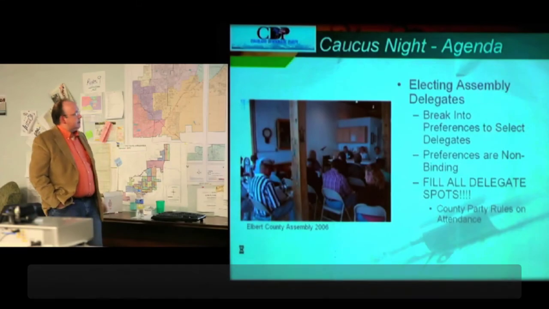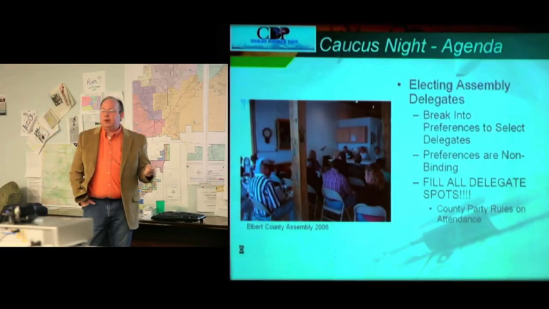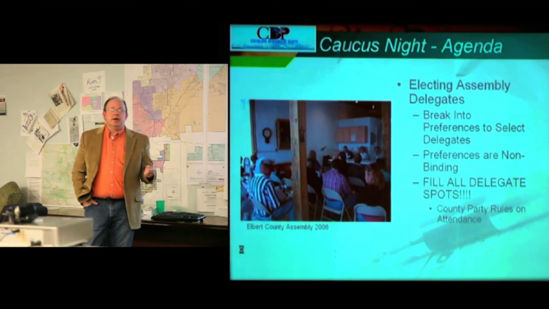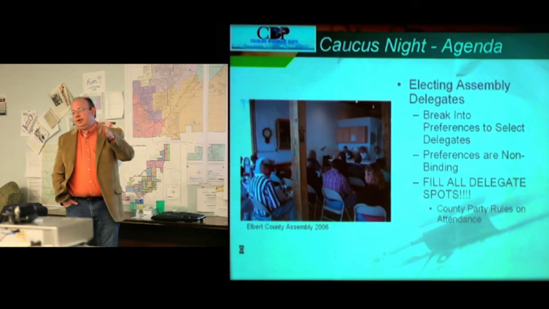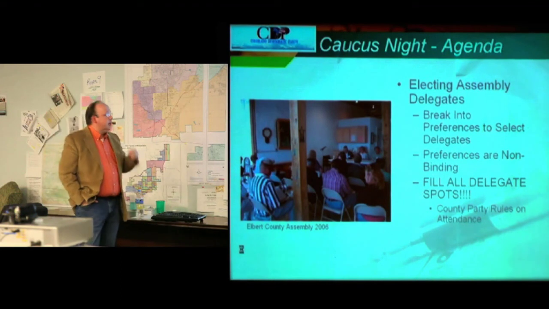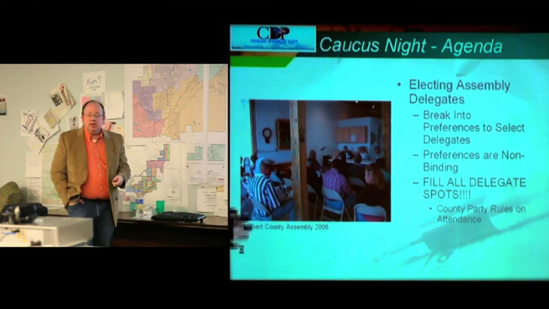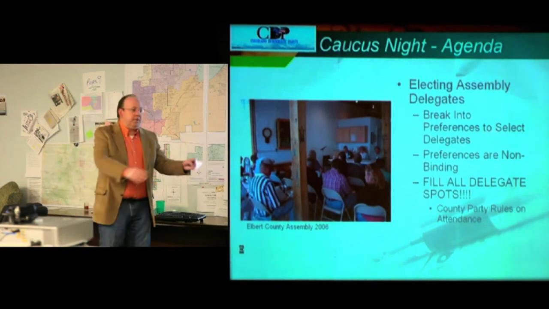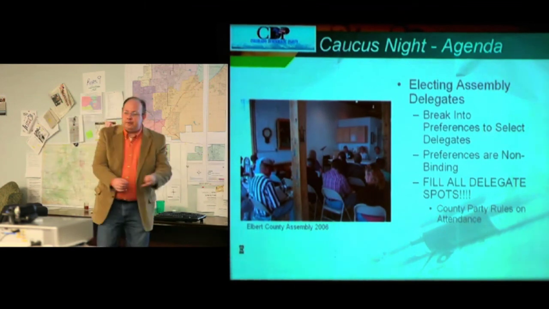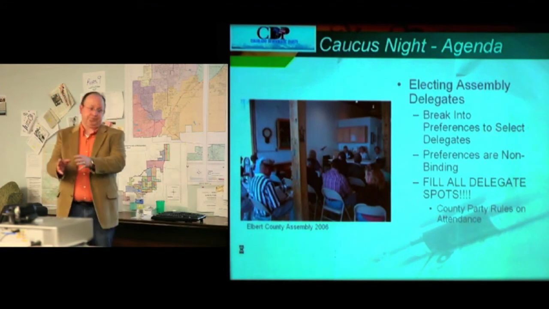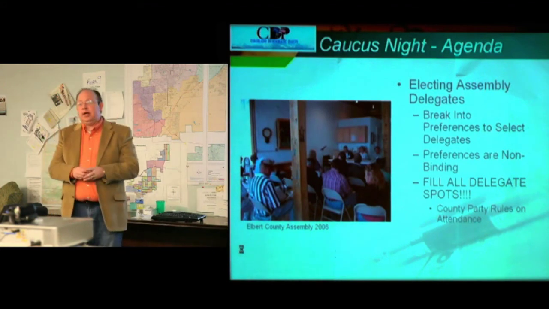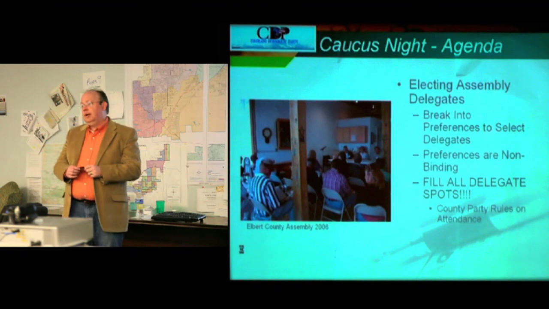Electing assembly delegates is the next step of the process. Once you've figured out that candidate A gets 3 delegates and candidate B gets 2 delegates, or 7 delegates, or whatever, you're going to break into your preference groups to select your delegates. All of the Romanoff people are going to go into one group, all the Bennett people are going to go to another group, all the uncommitted people are going to go to the third group, and they're going to get together and decide who their delegates are going to be.